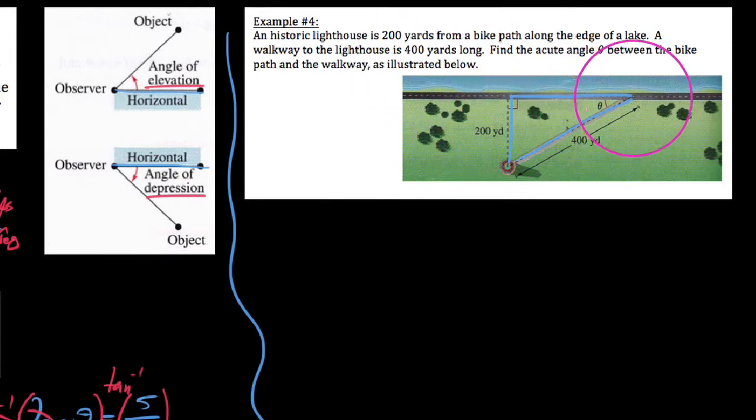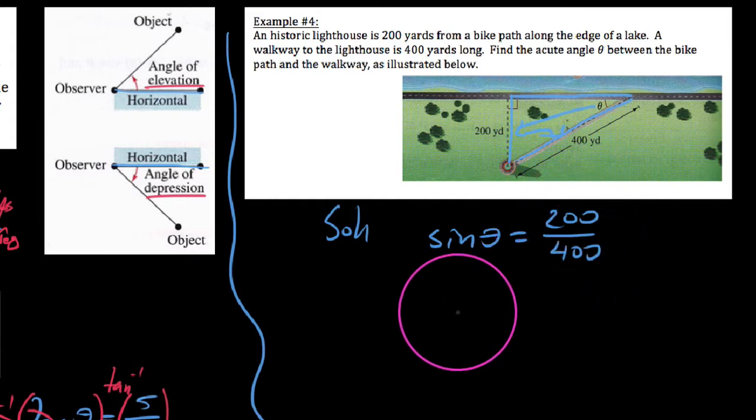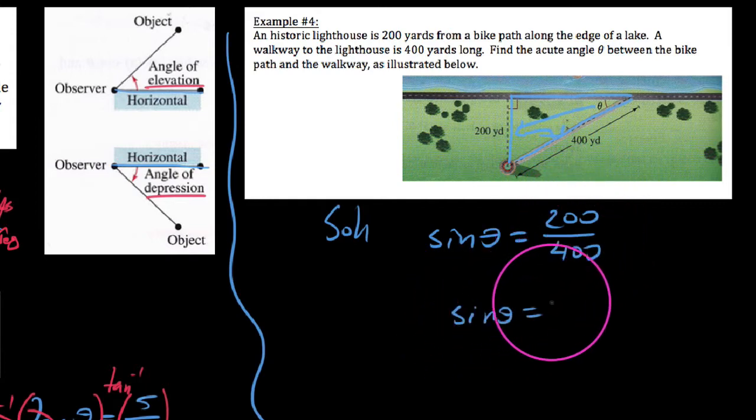So this is not our angle of elevation nor depression. We just say it's an angle theta. And if we wanted to solve for theta, we'd say, well, which trig function would relate this angle theta to these two sides? That would be my opposite side and my hypotenuse. We say opposite over hypotenuse would be sine. So we have this now. We have sine of our angle would measure 200 over 400, or sine of the angle theta would actually be a half.